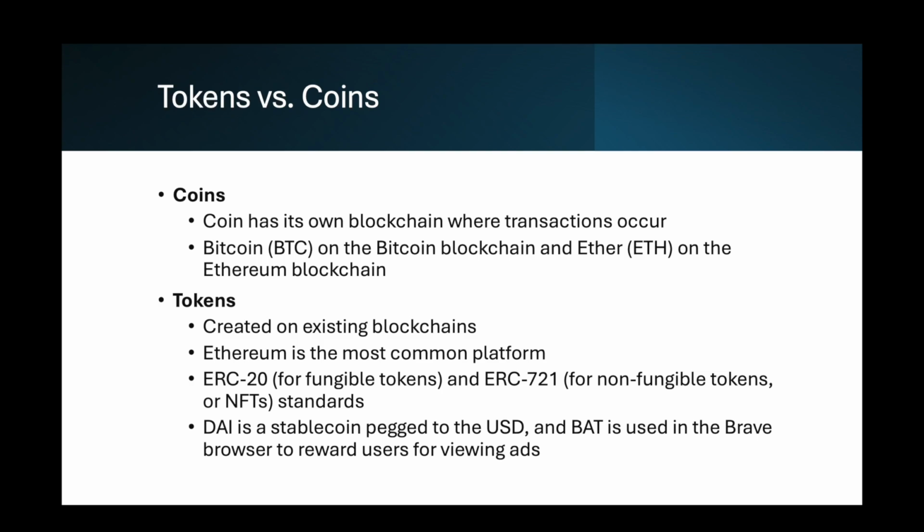Examples include Bitcoin on the Bitcoin blockchain and Ether on the Ethereum blockchain. Tokens are created on existing blockchains. Ethereum is the most common platform for token creation, supporting tokens through its ERC-20 and ERC-721 standards. Tokens can represent assets or utility. For example, DAI is a stablecoin pegged to the USD, and BAT is used in the Brave browser to reward users for viewing ads.